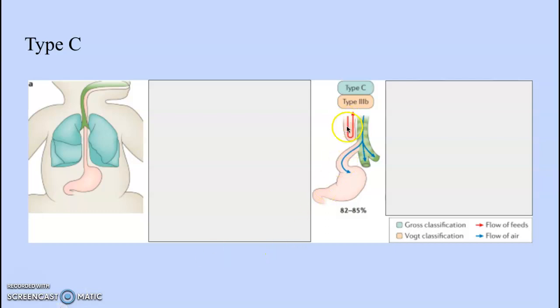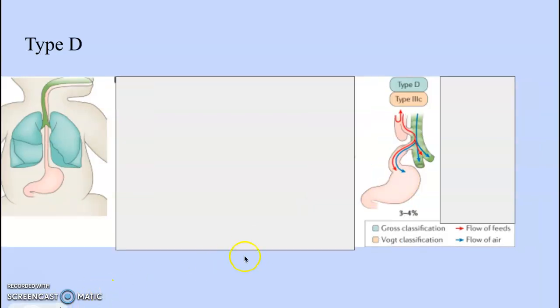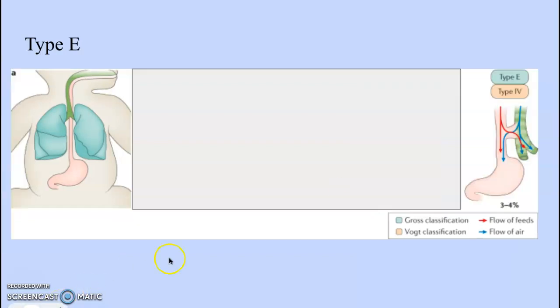In type C, it will create a pouch in the upper part, but be connected to the trachea and the stomach, so air will enter the stomach. This is the most common one. Type D, food will enter the trachea and into the stomach, but also air will enter the stomach. Type E, where both the trachea and esophagus will connect, and so air will enter the stomach and food will enter the trachea.